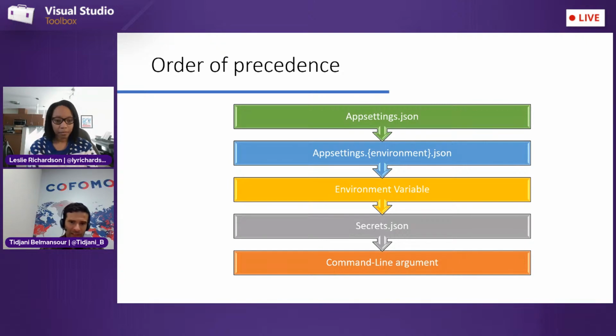If you define a configuration value parameter in the command line, it will be the one that is used, even if you have the same one in the secret.json. If it's not found in the command line, your code will try to find it in the secret.json file. If it cannot find it, it will go to the environment variable. If it cannot find it, it will go to the appsettings.json file specific to your environment, like appsettings.staging.json, appsettings.dev.json, etc. And if it cannot find it there, it will go to the general appsettings.json file.